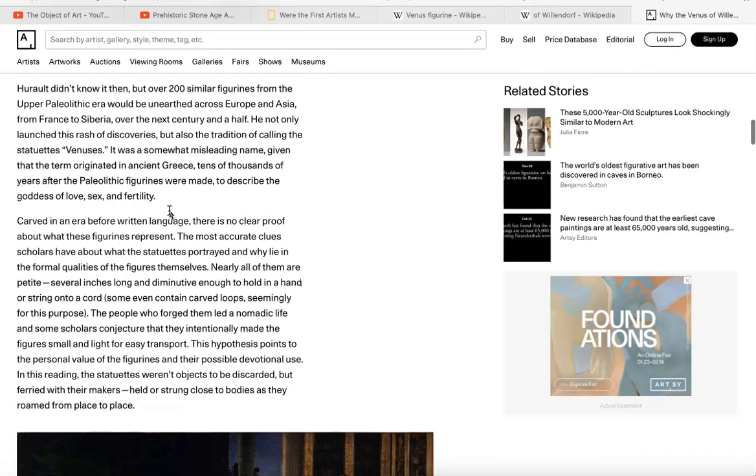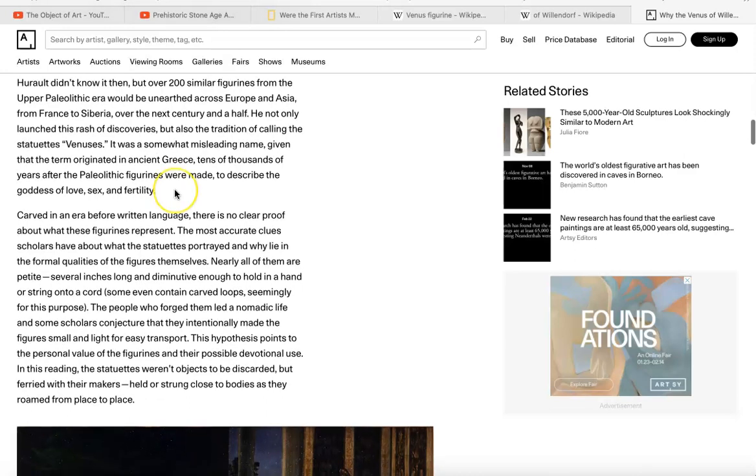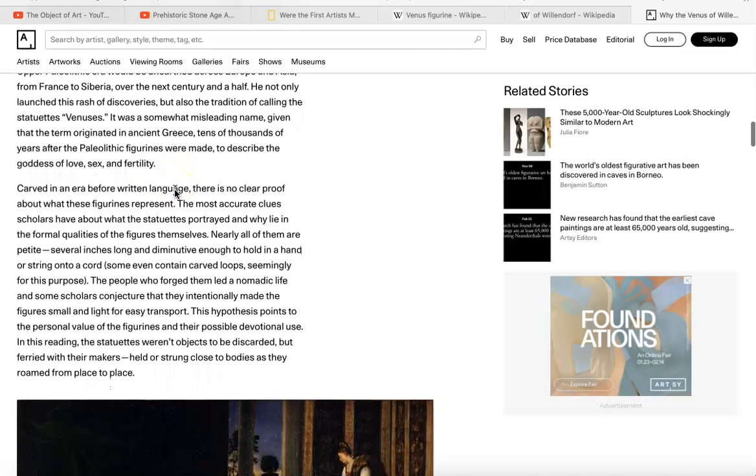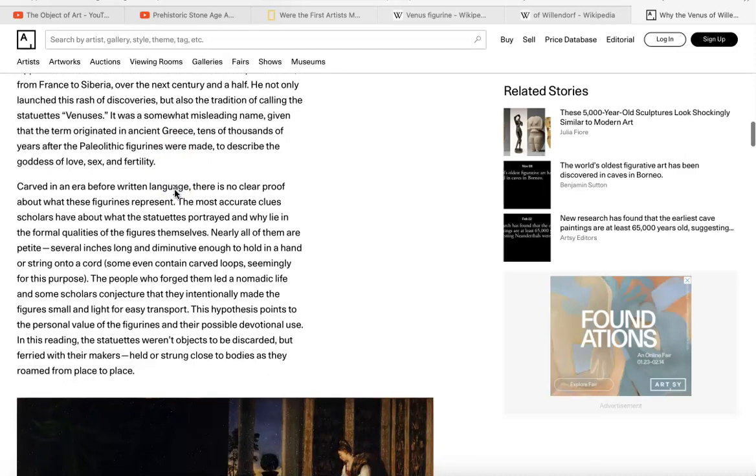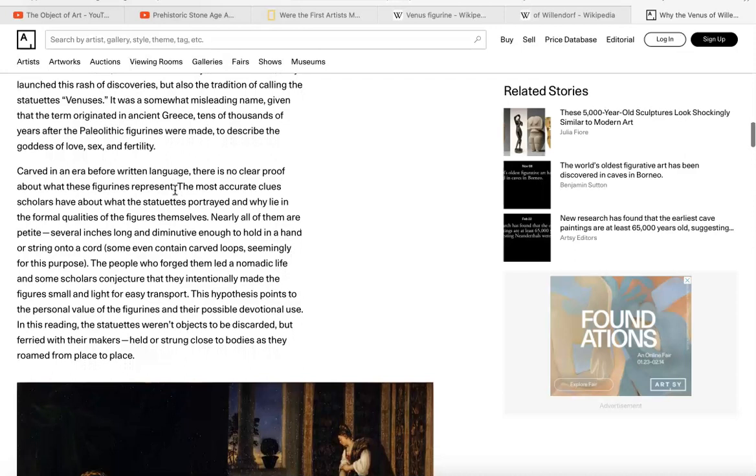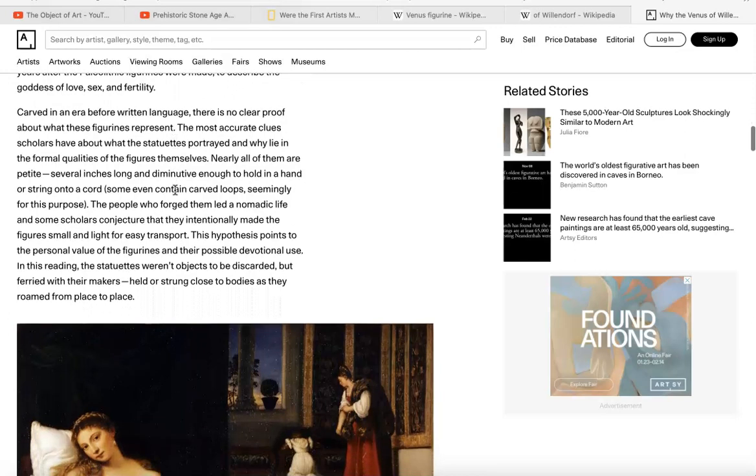Urot didn't know it then, but over 200 similar figurines from the Upper Paleolithic era would be unearthed across Europe and Asia, from France to Siberia, over the next century and a half. He not only launched this rash of discoveries, but also the tradition of calling the statuettes Venuses. It was a somewhat misleading name, given that the term originated in ancient Greece tens of thousands of years after the Paleolithic figurines were made, to describe the goddess of love, sex, and fertility. Okay. So you can read through more of this if you'd like to.